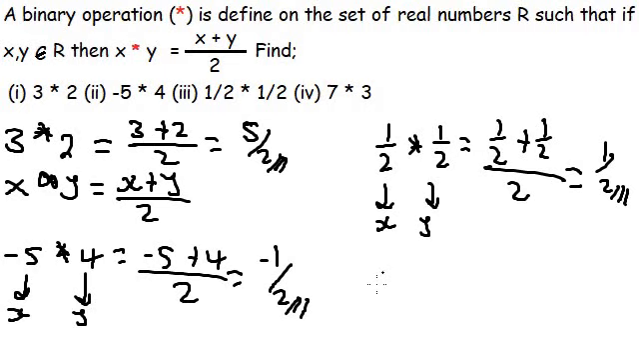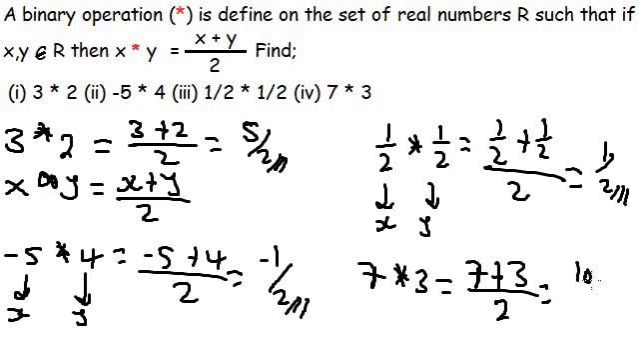Now on to the last one. 7 asterisk 3. And that will be equal to 7 plus 3 all divided by 2, which is equal to 10 over 2. We can simplify this further to have 5, because 2 into 10 is 5. And that is how to deal with problems involving binary operation. To ease your understanding of this topic, let's consider more examples.